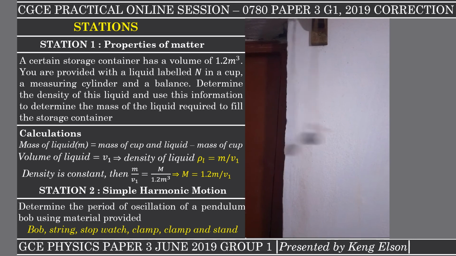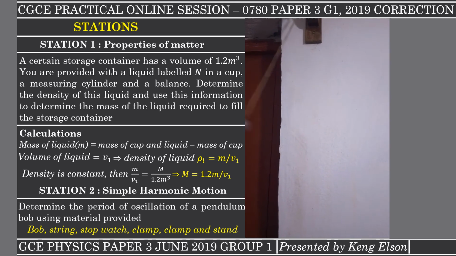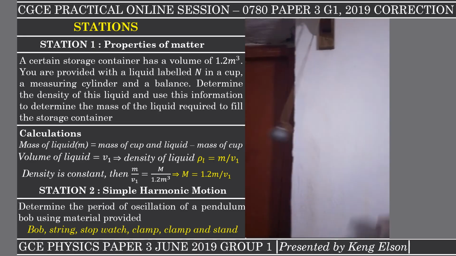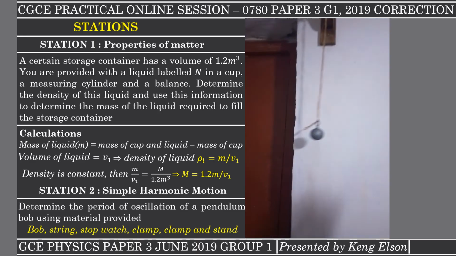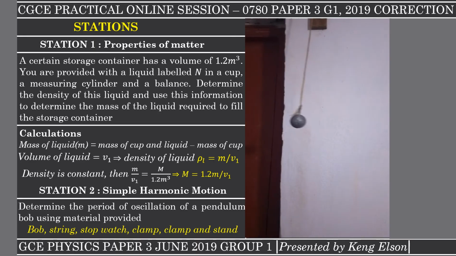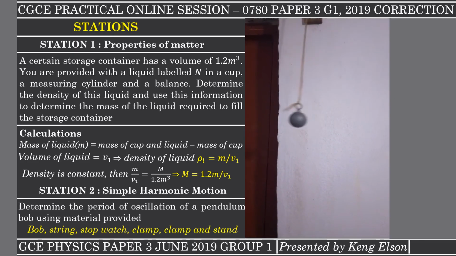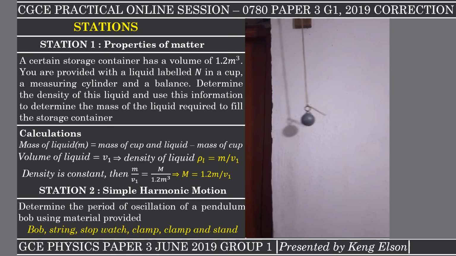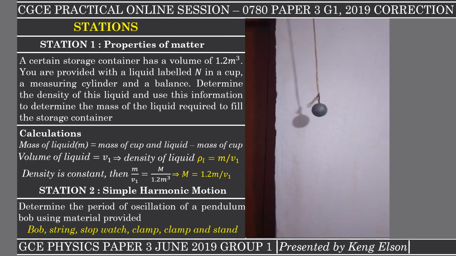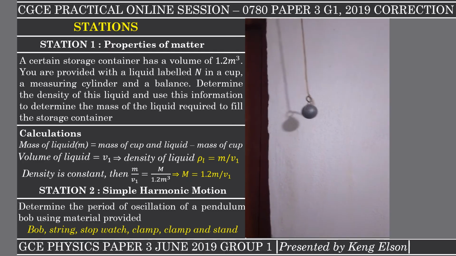4, 5, 6, 7, 8, 9, 10. Alright. So the time taken for 10 oscillations according to my stopwatch is 10 seconds. So basically I can now get the period by taking 10 seconds divided by 10 oscillations. So the period of this simple pendulum is 1 second.